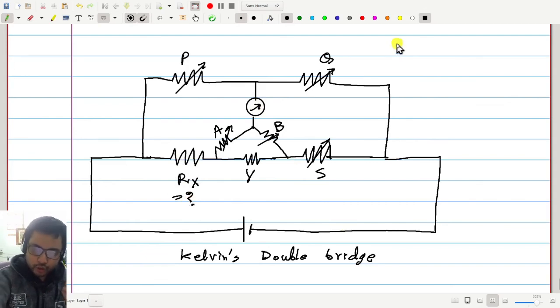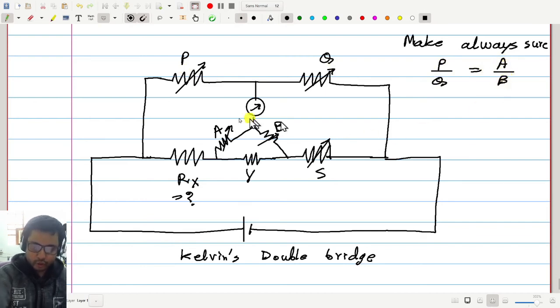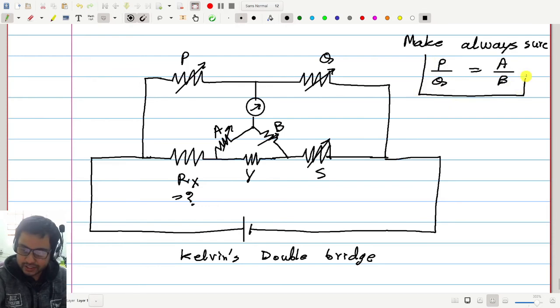But whenever you use this bridge, always make sure that P by Q is equal to A by B. So if you are changing P, also change A, or if you are changing Q, also change B, so that whenever you are changing any of this P, Q, A or B, this condition is always maintained. So maintain this.